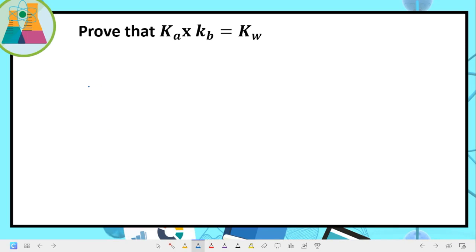Now you were asked to prove that Ka times Kb is equal to Kw. Now what is Ka to start with? Ka means the acid dissociation constant. Okay. Now, according to the Svante Arrhenius definition of acid, he said that when an acid dissolves in water, it will form what? It will form hydrogen ion, or the hydronium ion, as the only positive ion.